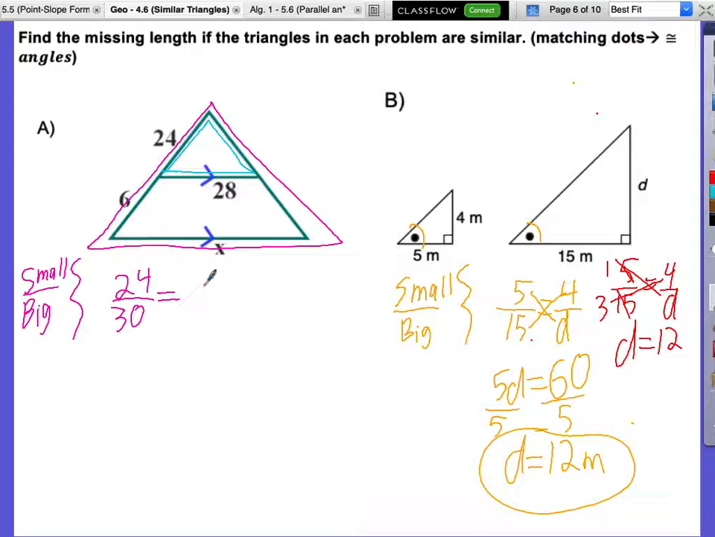Okay. So then on the second side, small triangle 28 compares to what? Does 24 over 30 simplify? We can divide by 6. What's 24 divided by 6? 4. We can get even smaller: 24 divided by 6 over 30 divided by 6 is 4 over 5. So now we can cross multiply.